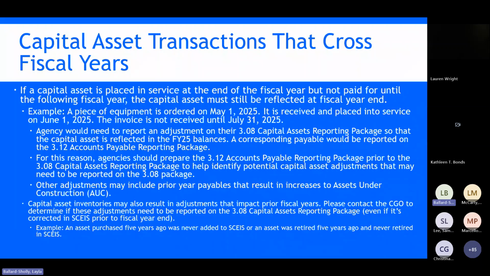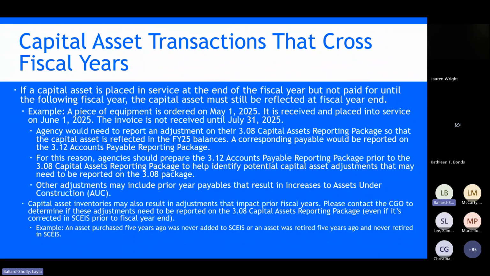Even if you end up correcting this in SKIS prior to fiscal year end, if you have a situation like this where it's impacting prior fiscal years, please contact me and I'll let you know if that needs to be reported on the capital assets reporting package. Because we might, again, have to do a prior period adjustment for that.